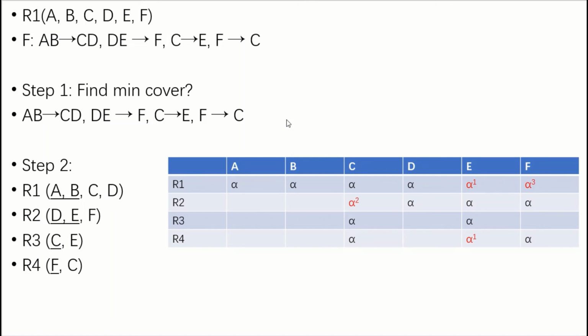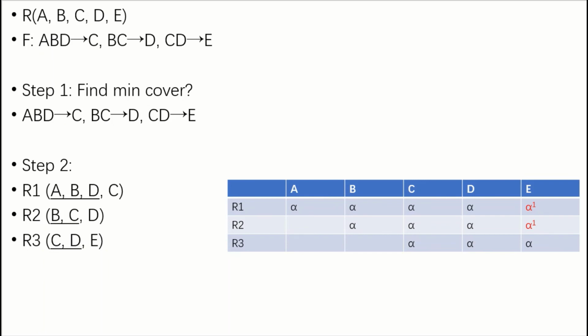Let's go through the next iteration. AB implies CD. Can't do anything. DE implies F. Oh, so now I can fill up F over here. I have alpha 3, and now I have 1 entire row of dependency variables, and I can now conclude that this decomposition is lossless. Okay, good.